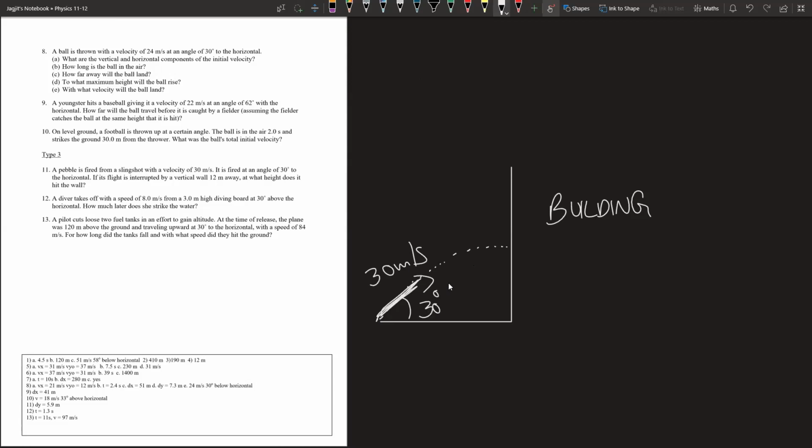Okay, so guys, this building right here, they're saying that this building is 12 meters away. And the question says, at what height does it hit the wall? So they want you to find this height. At what height does it hit the building or the wall? Let's go, everyone. I want to see if any of you guys can figure this out.